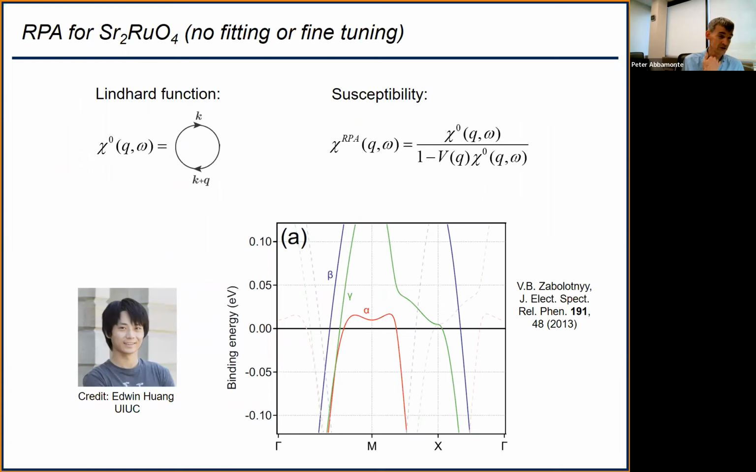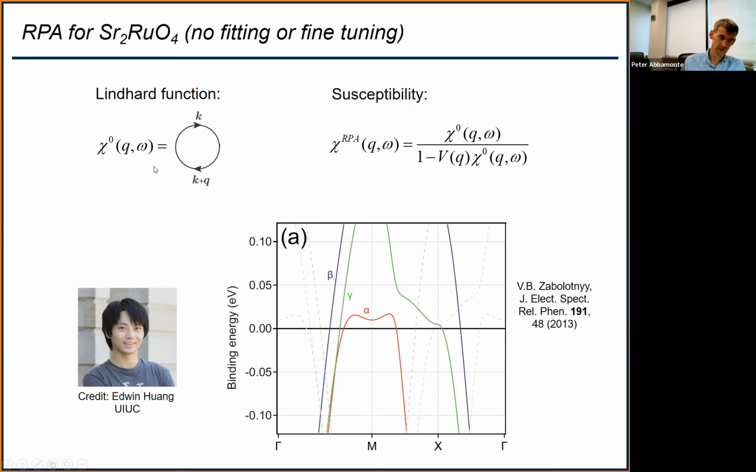The only way to know for sure is to do a microscopic calculation. So Edwin Huang, who's a postdoc here at ICMT, did an RPA calculation of strontium ruthenate. It wasn't an easy thing to do, but it was straightforward. We used the known band structure, which was parameterized by Sergei Borisenko's group in Germany. These are what the alpha, beta, gamma bands look like.